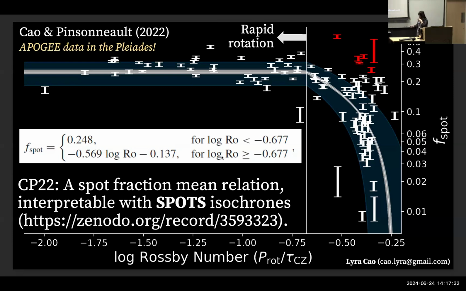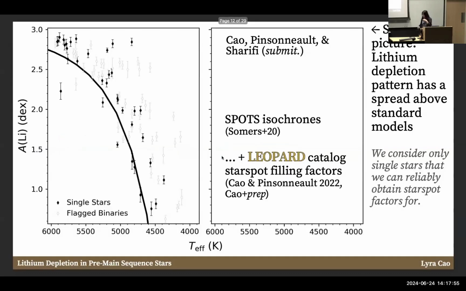And one characteristic of all these models of this data is that you get a decline at slow rotation and you get a saturation at rapid rotation. And this is a general feature that we see in a whole bunch of these activity relationships. So we take this data, this measured f-spot value with error bars, and then we look at it in the lithium depletion plane.